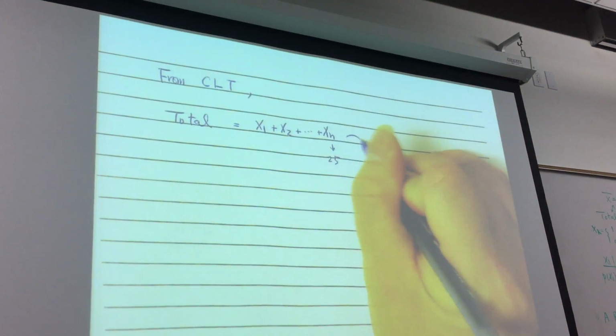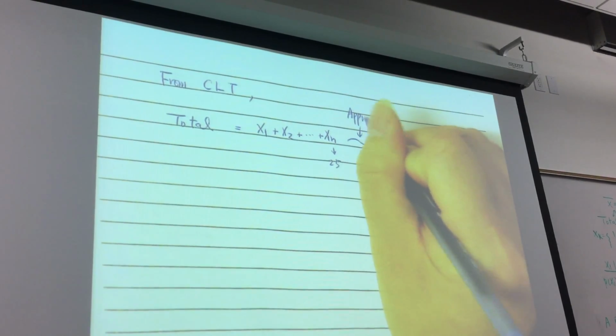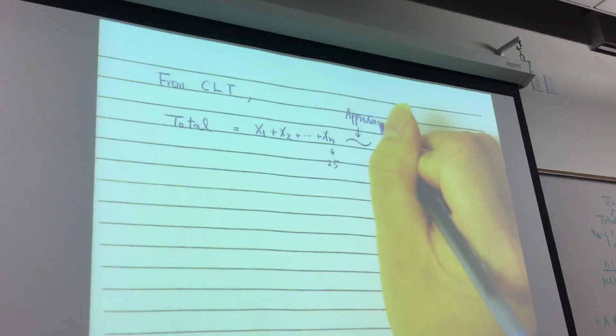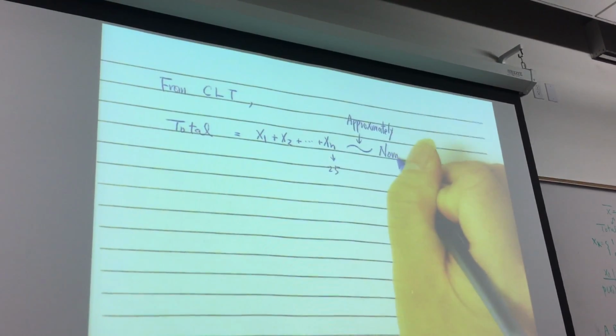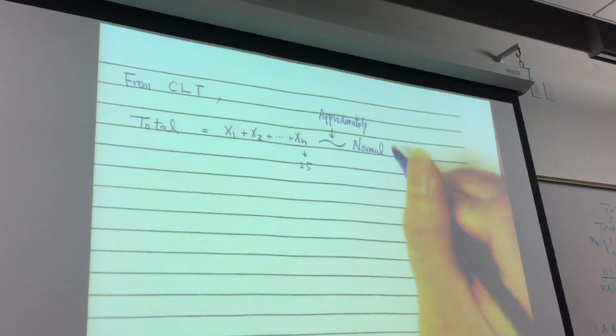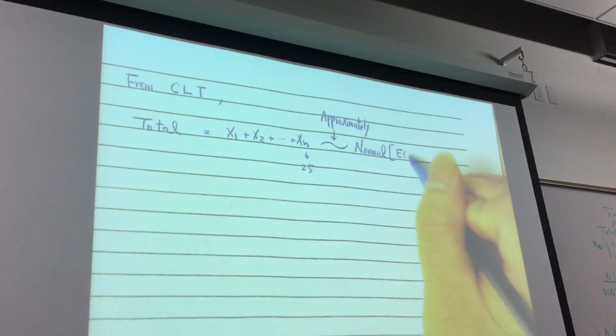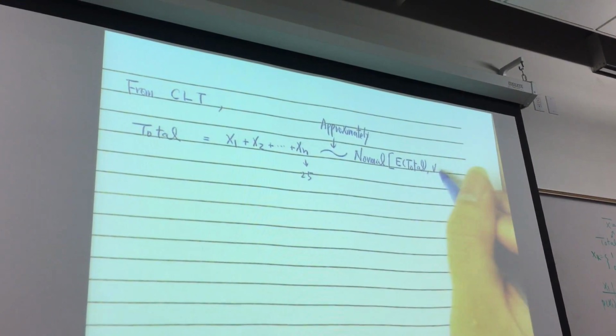Sample total should follow approximately normal. Okay, approximately normal, with the mean of the sample total and the variance of the sample total.